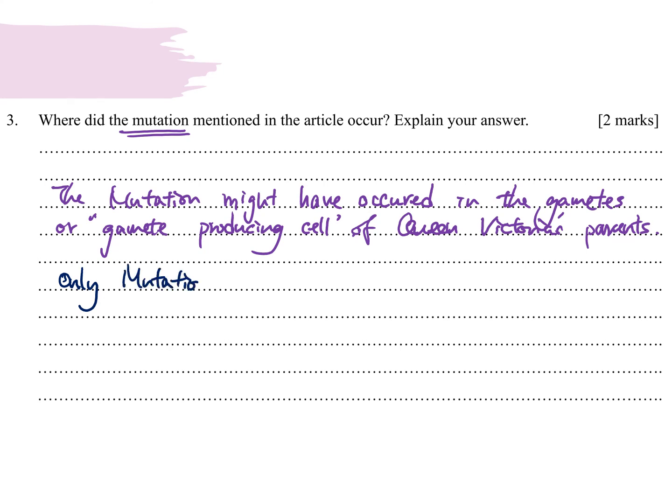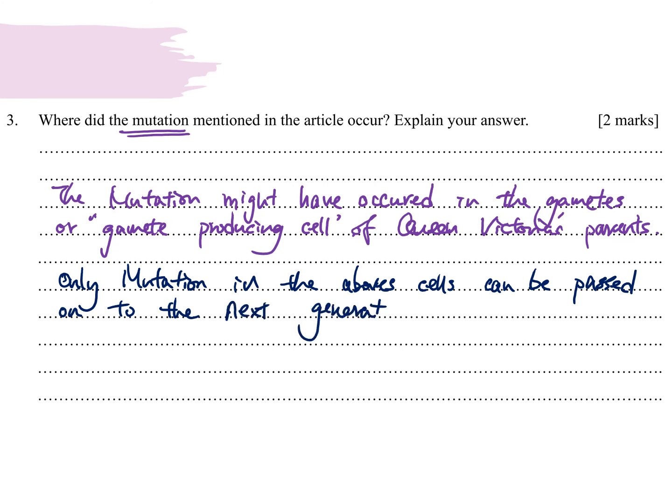Only the mutation in the above cells can be passed on to the next generation, giving Victoria such a new allele, the recessive hemophilia allele on the X chromosome. And you have together 2 marks.